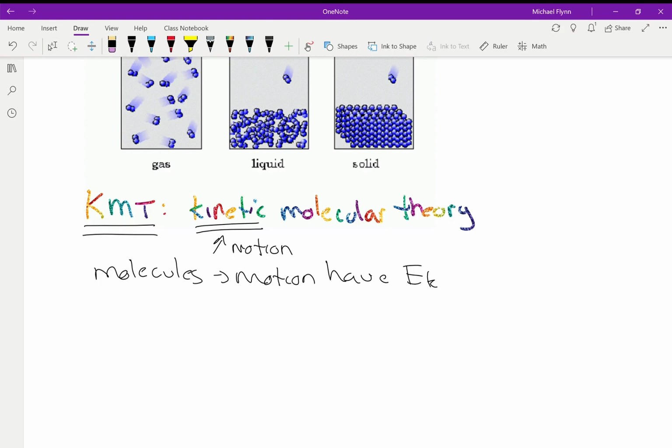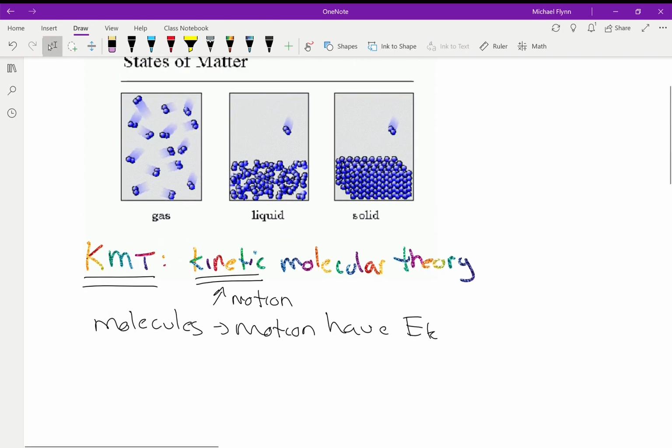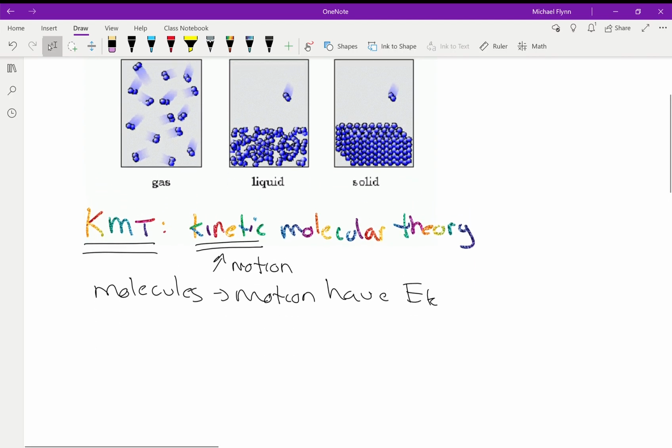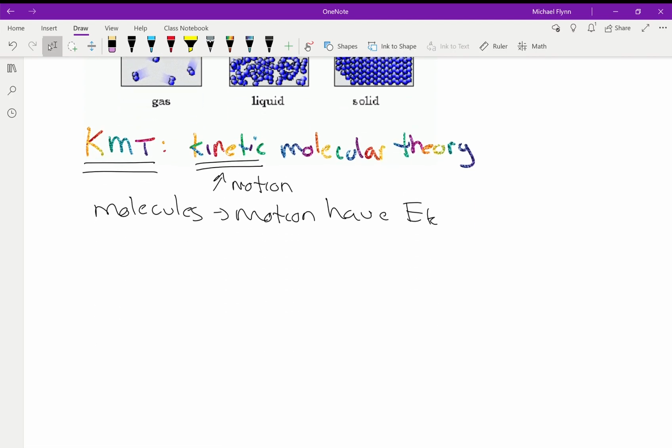Now in a solid, they just sort of vibrate back and forth like this, okay? In a liquid, they sort of slosh around each other, right? And then in a gas, they're able to zip all around, all over the place. And you can see in these pictures here some representation of how molecules move in all 3 states of matter.